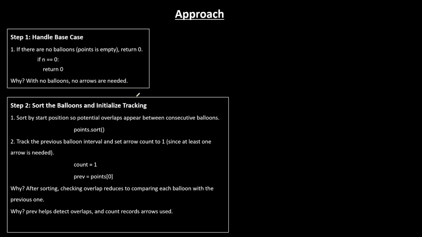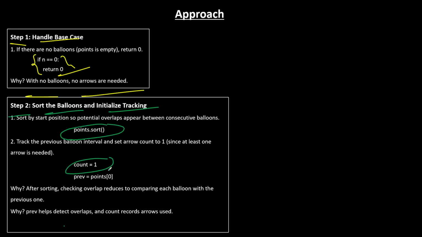Now since we got the intuition of the problem, let's look into the approach, how we're gonna solve it. Step 1, handle a base case. If n is 0, just return 0. There is nothing to be done. No balloons, no arrows needed. Step 2, sort the balloons and initialize the tracking. We sort the balloons, we declare variables count as 1 and previous as points. Previous will store the index 0 value so that we can use it as a previous interval.